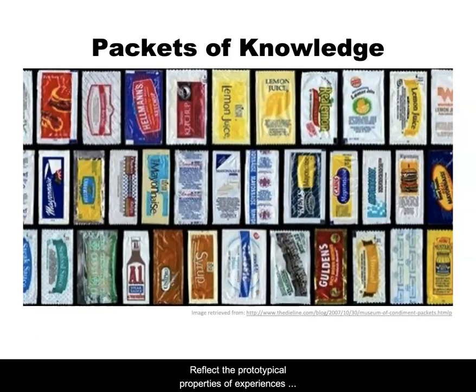Schemata are thought to reflect the prototypical properties of experiences previously encountered by an individual and integrated over many incidences. They reflect an individual's experience and are also commonly shared across individuals within a shared culture.